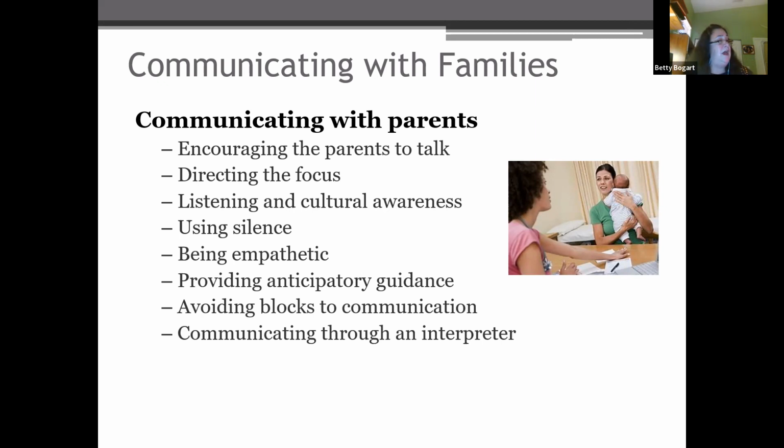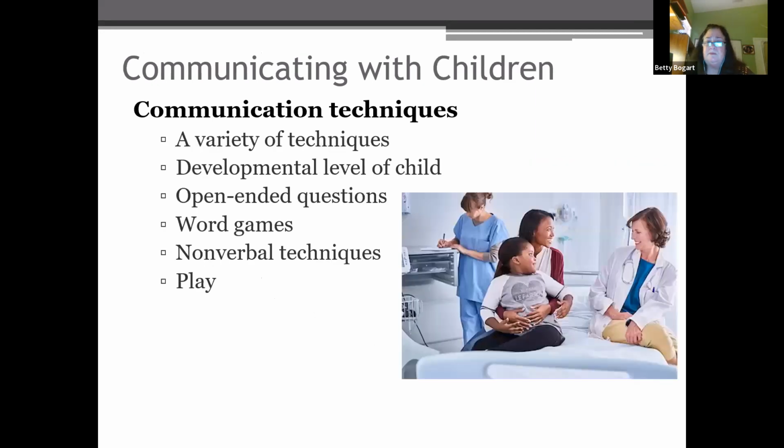If this child or this parent doesn't speak your language, get an interpreter. Never use a family member, because the family member will interpret the way they understand. So either get an interpreter or use that blue phone that most hospitals have.